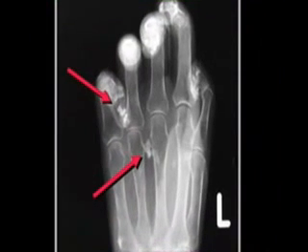This is an example of calcinosis circumscripta in the hand in a patient with scleroderma. The red arrows are pointing to small, punctate, very dense calcifications that are adjacent to joints. This patient has osteopenia and flexion deformities of the fingers.